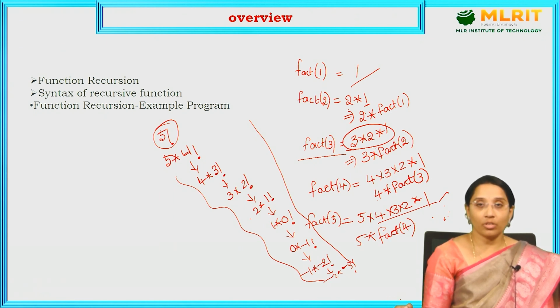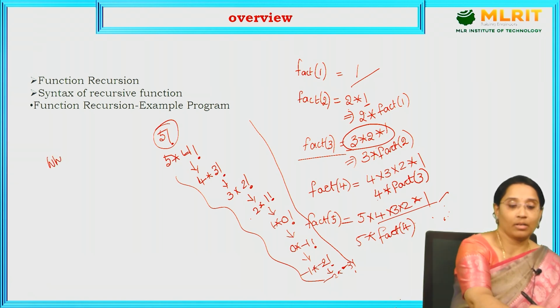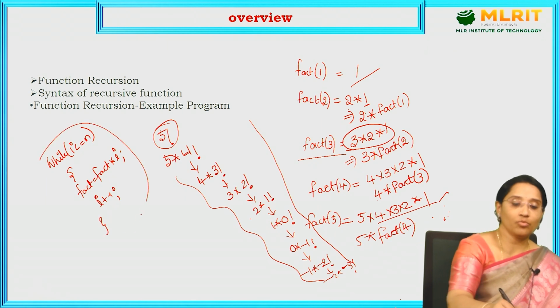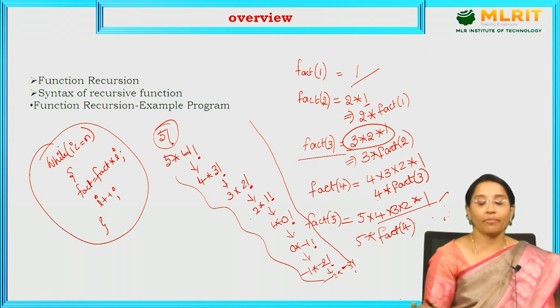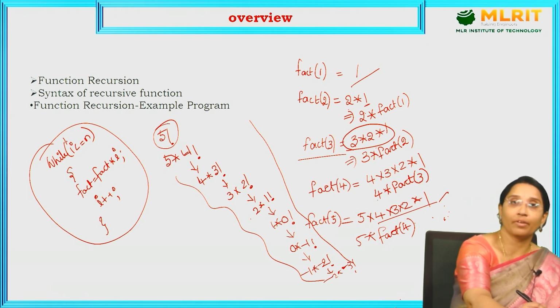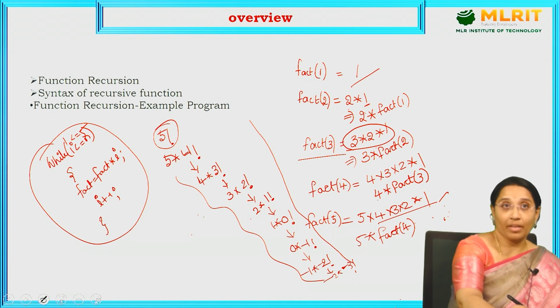So what will you generally do to calculate the factorial of any number? You will take a loop and put the condition like this: while i less than or equal to n, fact equals fact into i, and i plus plus. So this is what you will write in the factorial program using a while loop. While i less than or equal to n, suppose I want to calculate 5 factorial, i less than or equal to n, n is 5 here.